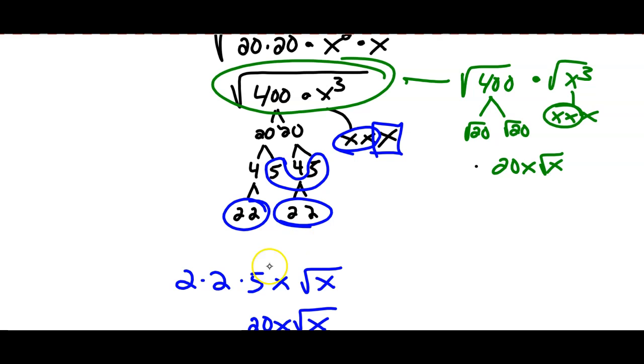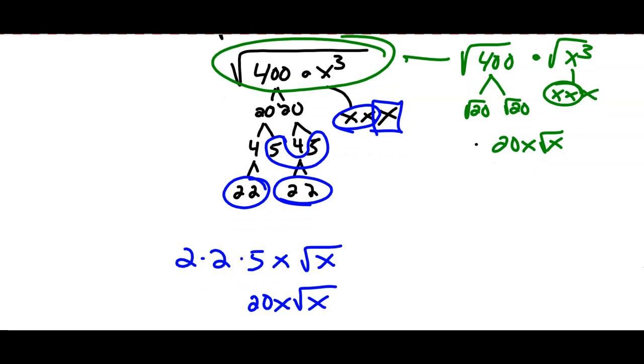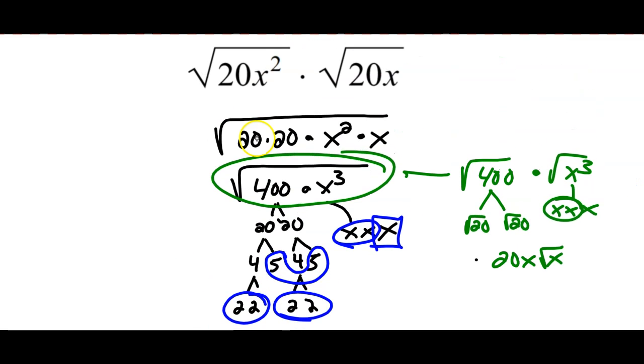So it saves you all this work over here if you recognize the square root of 400 to be equal to 20, or if you just realize that when you take square root of 20 times the square root of 20, you get 20.